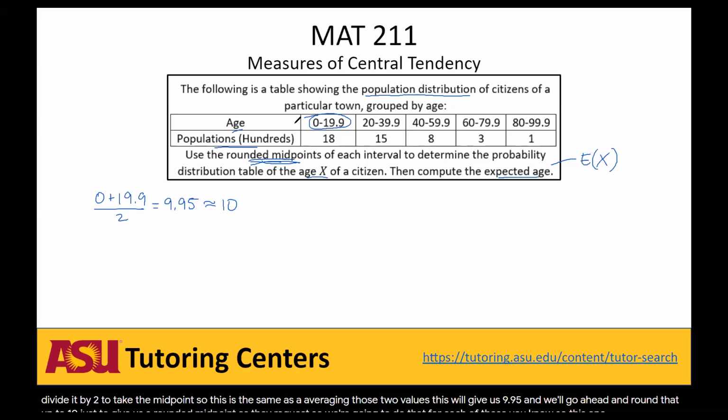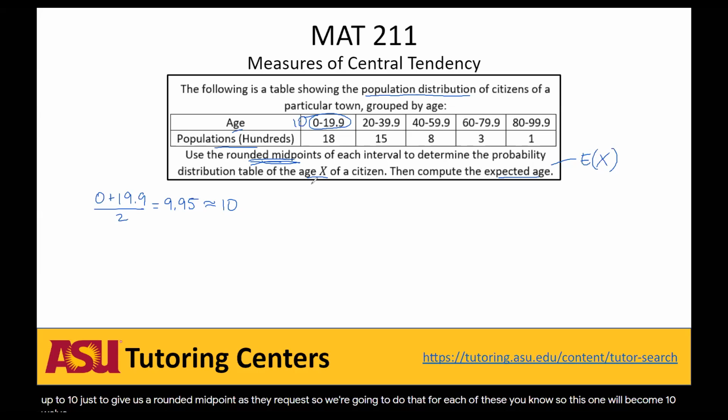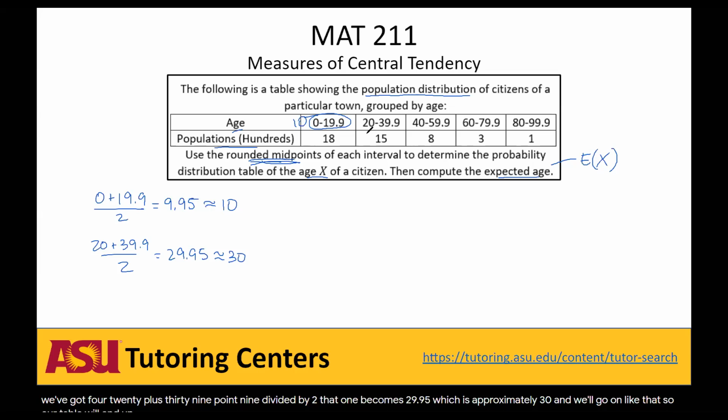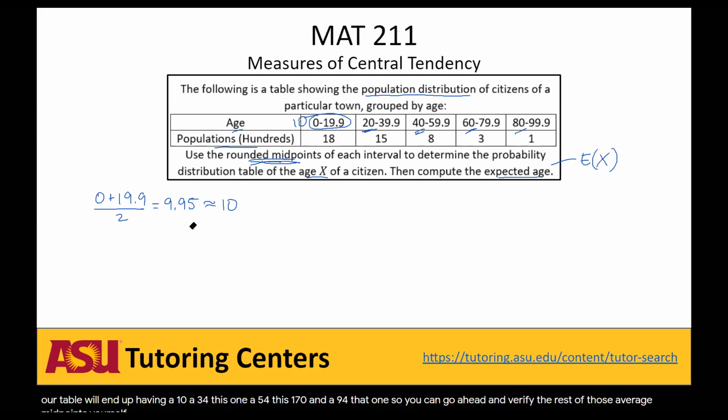So this one will become 10. We've got 20 plus 39.9 divided by 2, that one becomes 29.95, which is approximately 30, and we'll go on like that. So our table will end up having a 10, a 30 for this one, a 50 for this one, a 70, and a 90 for that one. So you can go ahead and verify the rest of those average midpoints yourself. So let's go ahead and write that in.